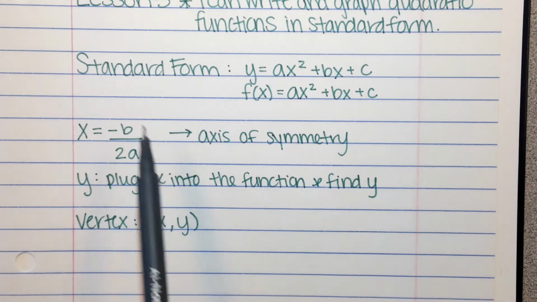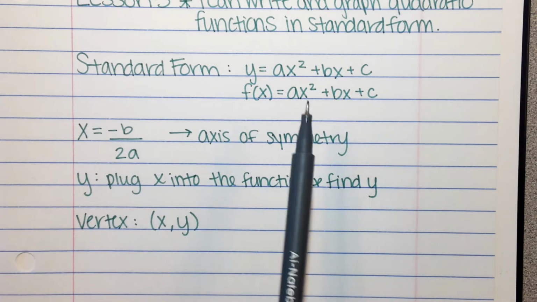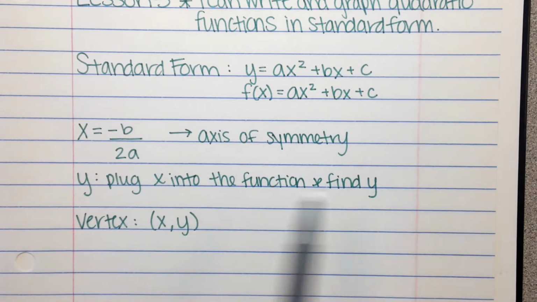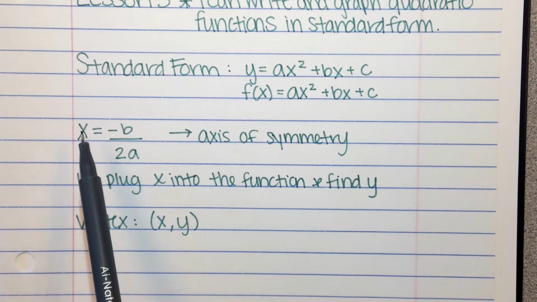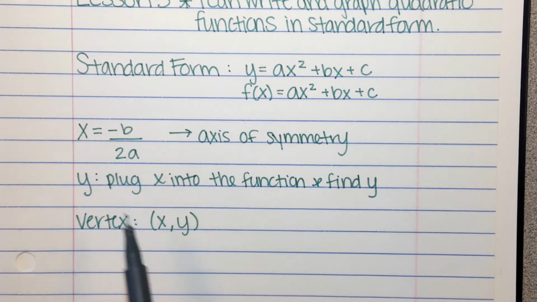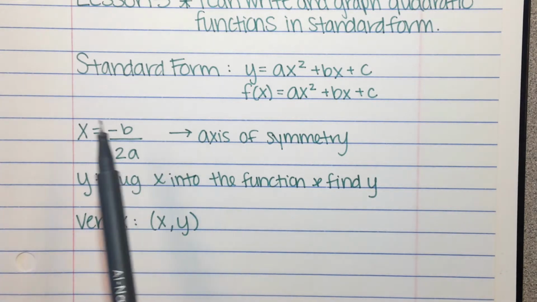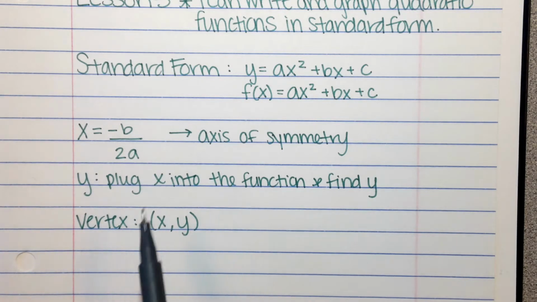To find y, you take what you get for x, plug it into the function, and find y. To create your vertex, you plug x and y into an ordered pair or a coordinate point. So we're going to get the vertex just like before. We can find the axis of symmetry from the x coordinate of our vertex.